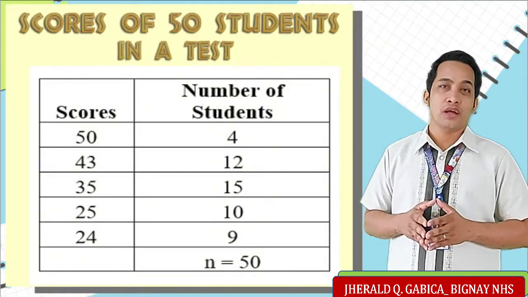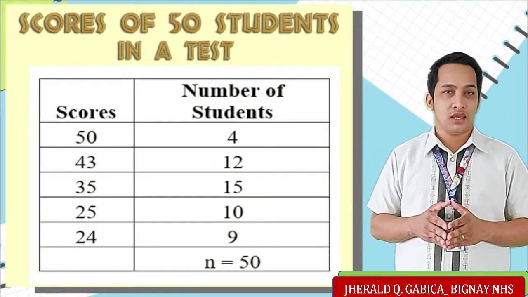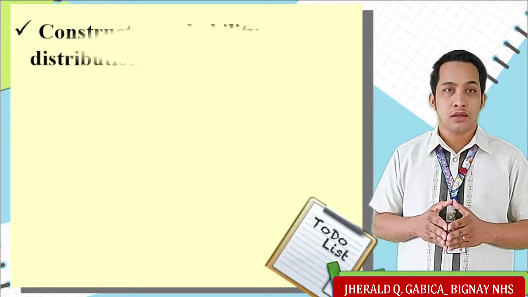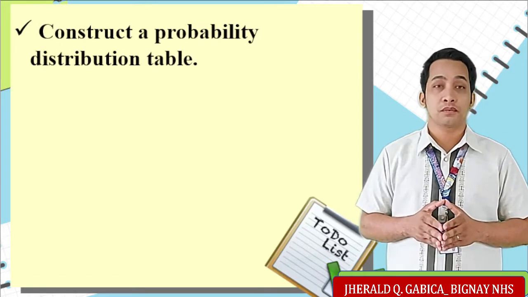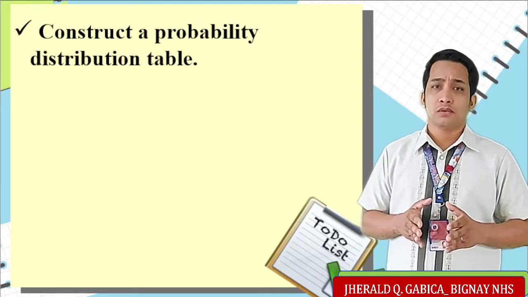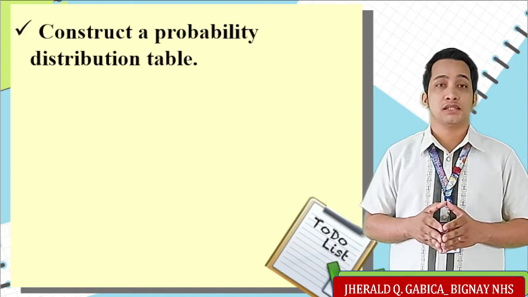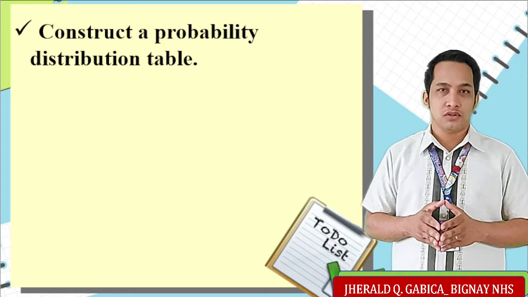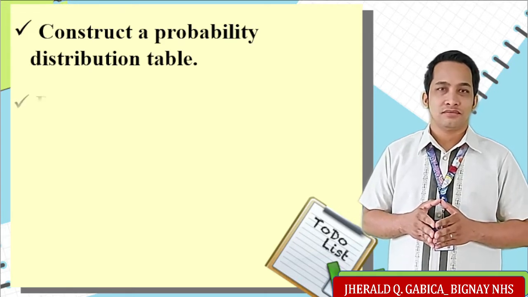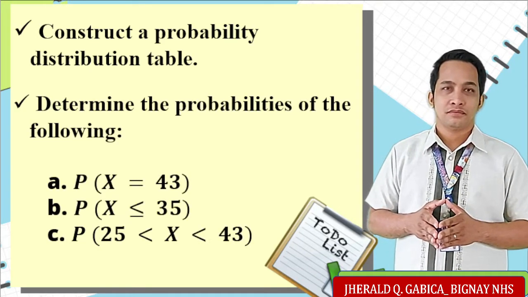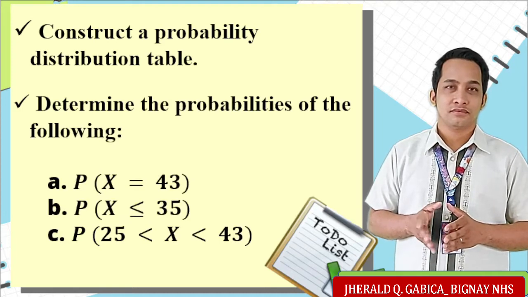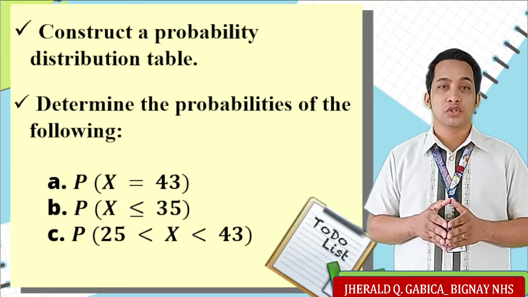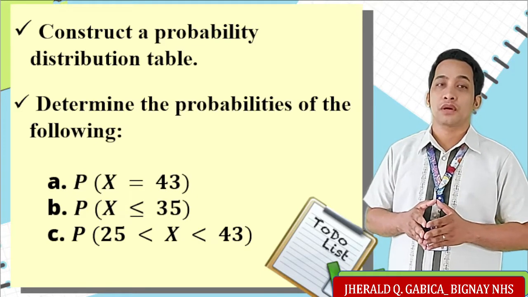The items we had a while ago are all connected with our lesson today. Let us have the first example on how to construct a probability distribution table and how to compute their corresponding probabilities. Considering this table, the scores of 50 students in a test are shown in the table.